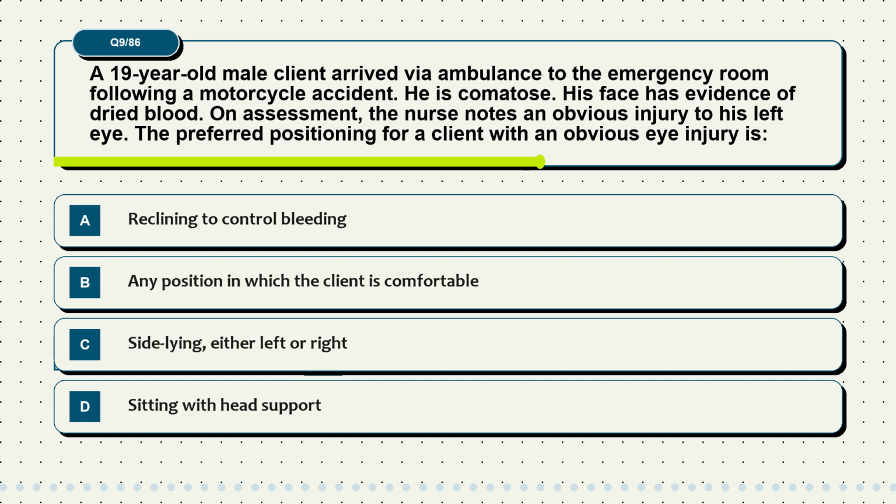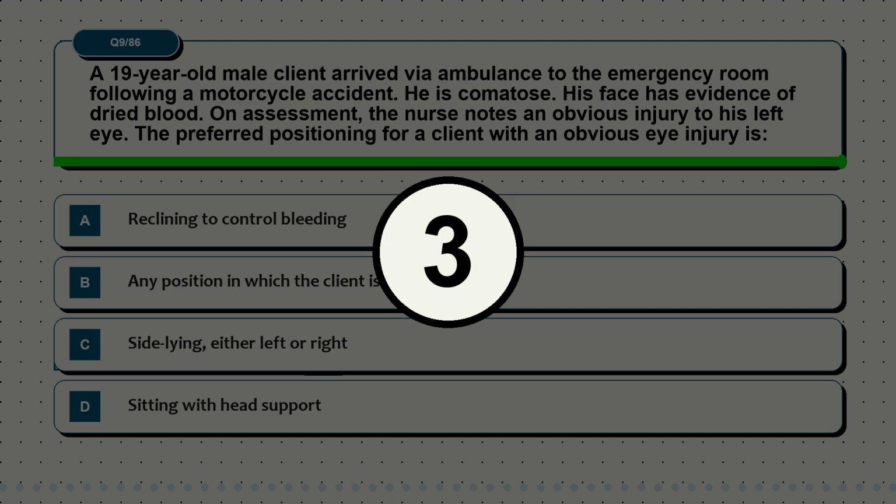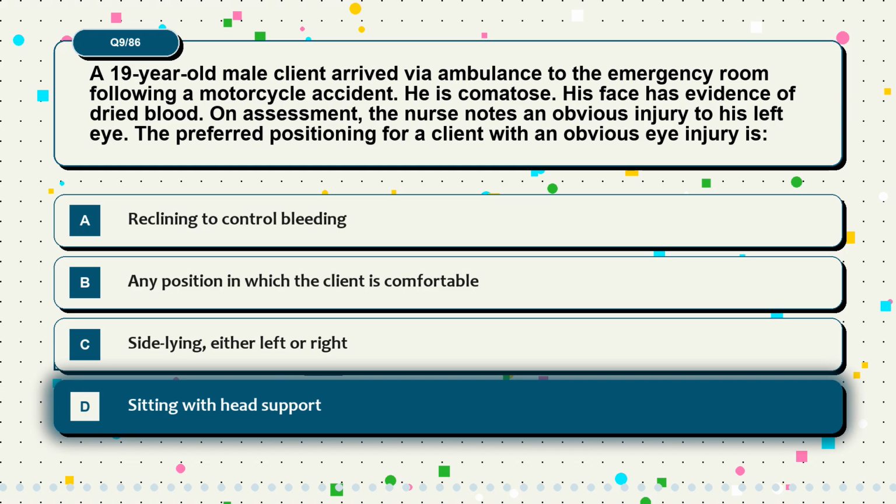Option A. Reclining to control bleeding. Option B. Any position in which the client is comfortable. Option C. Side lying, either left or right. Option D. Sitting with head support. The correct answer is option D.